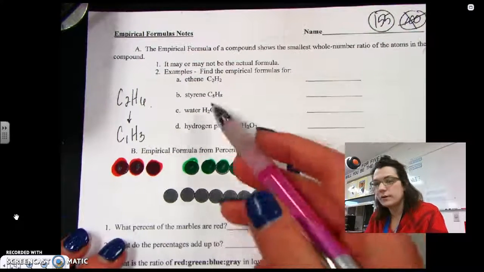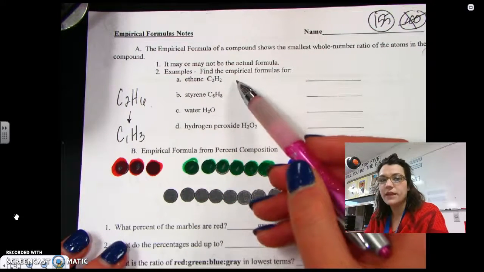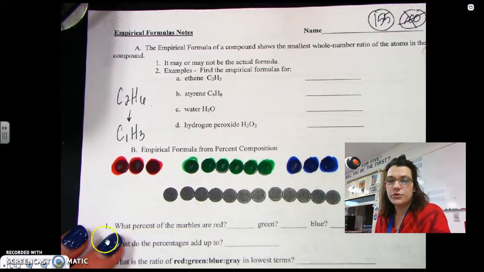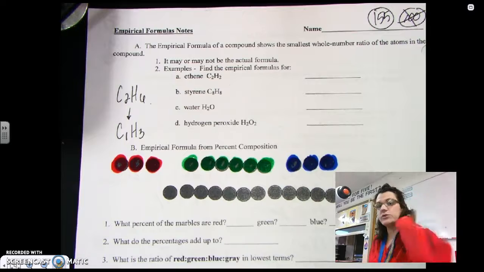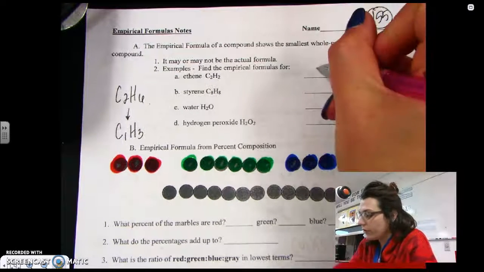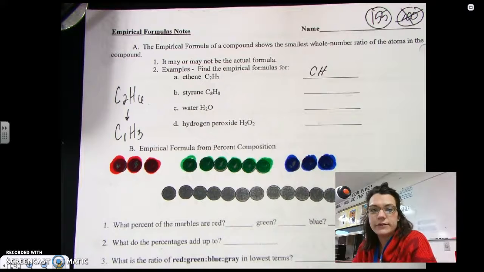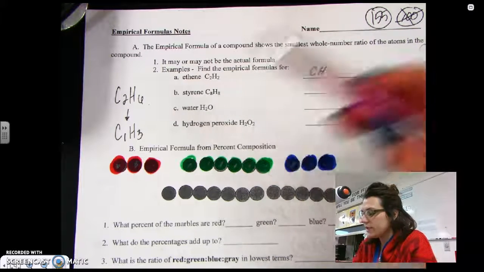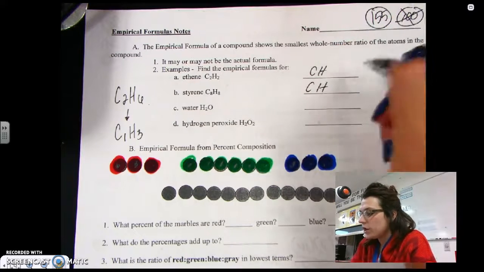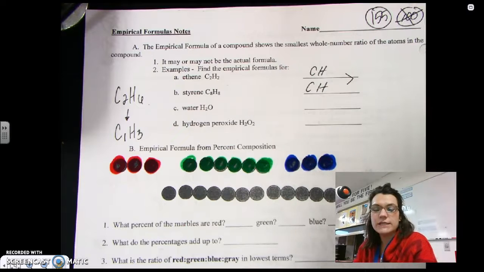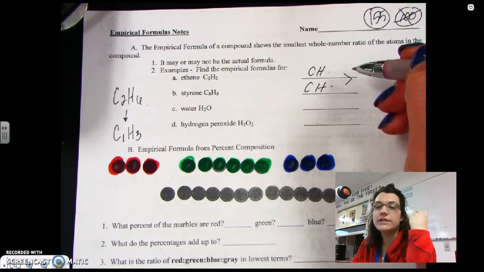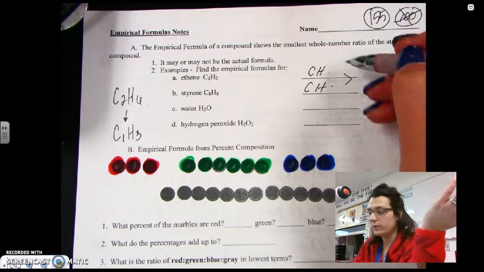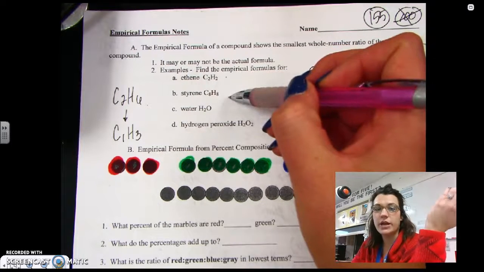So let's find some more empirical formulas, like what I did over here. Ethene. Is C2H2 going to be the empirical formula for ethene? The answer to that is no. Why? Because I can reduce 2 and 2 by dividing by 2. So the empirical formula for ethene is going to be CH, okay? For styrene, we can do the same thing. It'll be CH, okay? So these two empirical formulas are the same for two different actual compounds, okay? And we can find this information in the lab, and then we can use the actual mass of the substance to figure out what its actual formula is, like C2H2 or C8H8, okay?